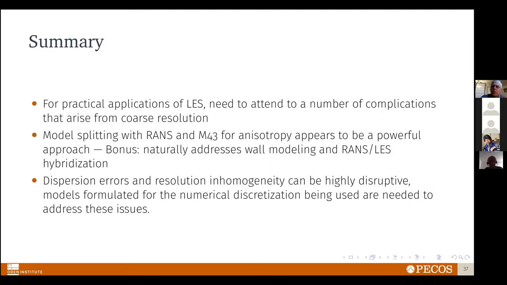It is because it is a direct measure of what is actually being resolved now, as opposed to when we're using the filter scale as a metric, as opposed to saying, well, what could be resolved. Does that make sense? So that's why we're using the dependence on alpha.